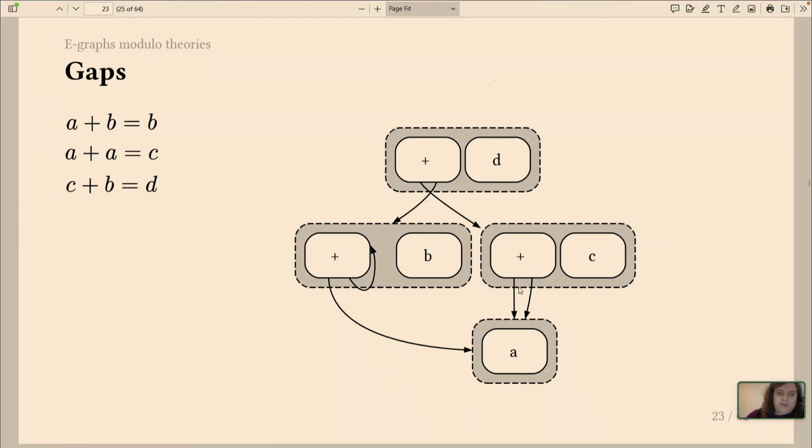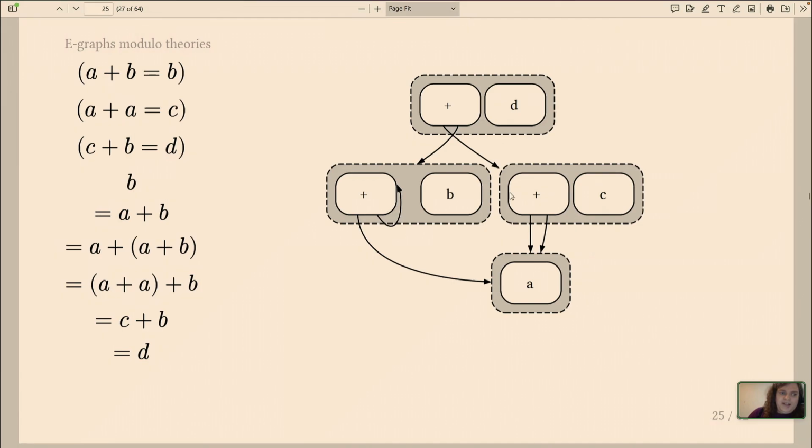A plus b equals b, so here's a. If you add b to it, you get b. The arrows point a bit weirdly, but if you add a to itself, you get c, and if you add c and b together, you get d, right? And so what we would like to show is that we can expand b into a plus b, we can expand this b again into a plus b, right? So we get a plus b. Then we reassociate and we collapse a plus a into c, and we collapse c plus b into d. So b should equal d, right? This is the chain of reasoning we would like our E-graph to represent.